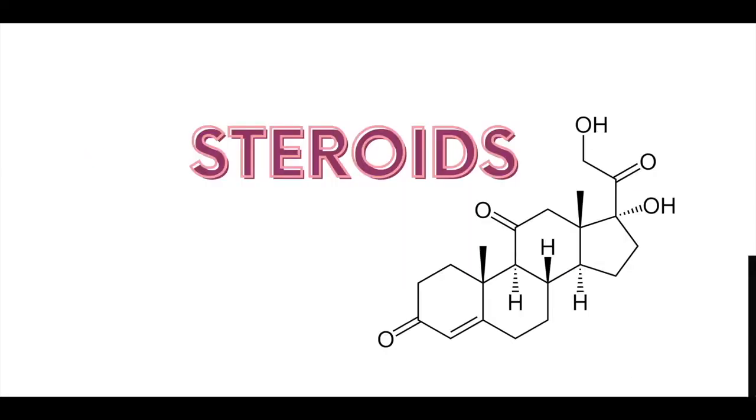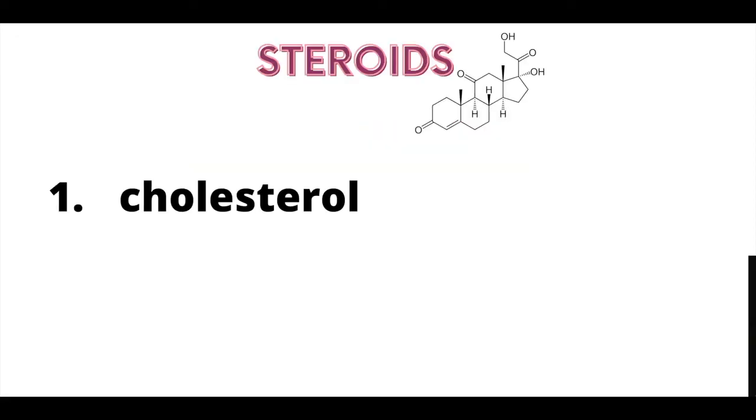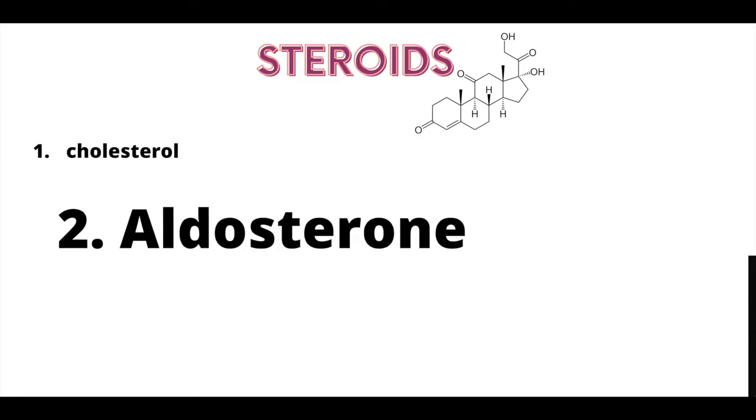So the final lipid that we're going to learn about is the steroids. A steroid is any compound with a specific 4-ring structure. Steroids apply to various types of chemicals. One important steroid is cholesterol. Cholesterol is important because it is a precursor to the synthesis of other steroids such as testosterone, estrogen, vitamin D, and cortisol. Another common steroid is aldosterone.